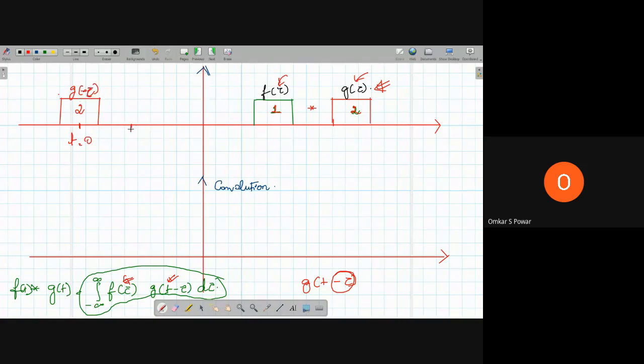If I want it at t equal to some 0.5, what do I do? I will shift this by some particular amount of time. So that time, what will it become? g of t minus tau. For example, g of 0.5 minus tau in this case. So we will take this tau as a dummy variable.